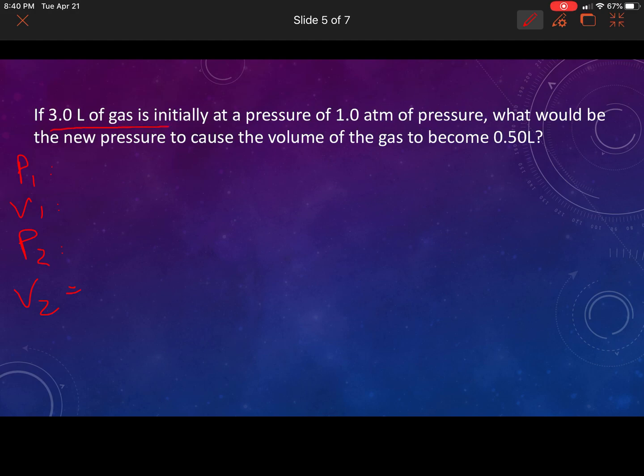So 3 liters of gas initially. That's my first volume, 3.0 liters here, initially at a pressure of 1 atmosphere. So 1.0 atmosphere. What would be the new pressure? So new pressure is our question mark to cause the volume of the gas to become 0.50 liters. As you can see, you just fill it in step by step. So don't become overwhelmed with the question. You just want to go through, read it really carefully, and plug in all your values here.